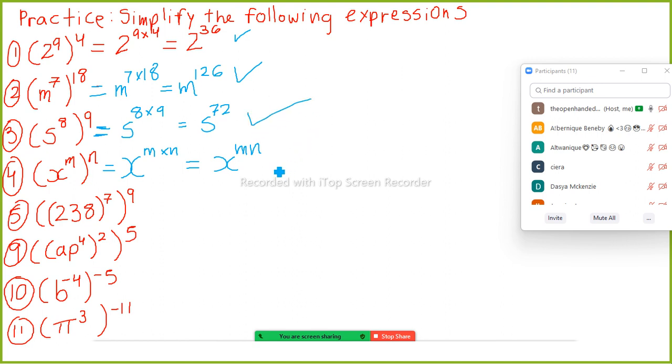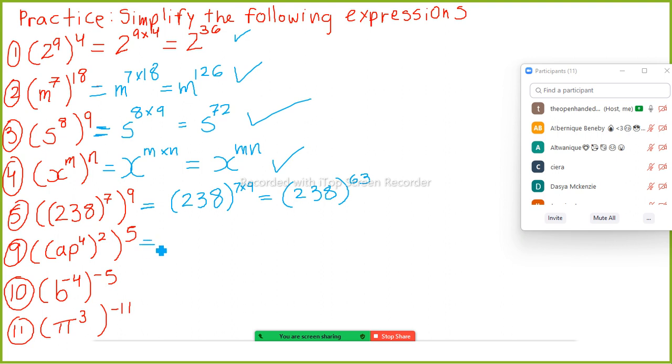Alright, next up is number 5. Number 5 goes to Deja. Okay, so 238 to the power of 7 times 9. That gives you 238 to the power of 63. Excellent. So 238 to the power of 63. Good.